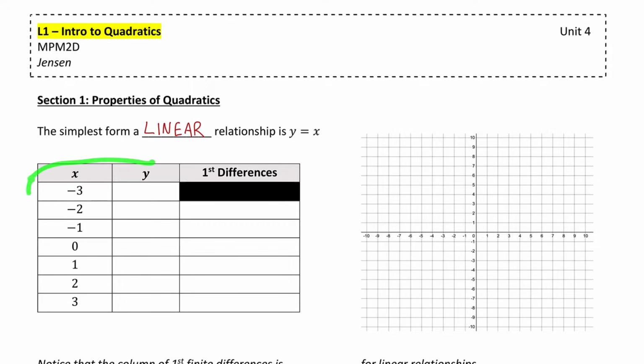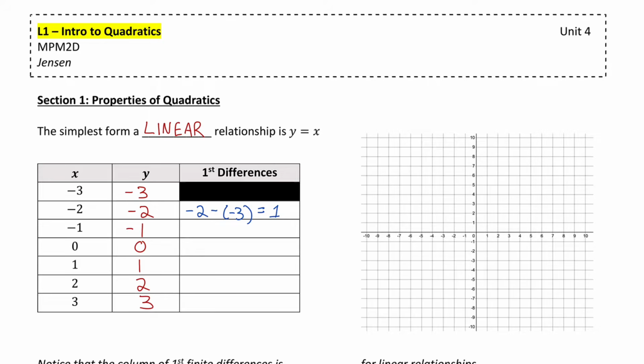Now, to complete this table of values, I can just use this equation that tells me that y is equal to x. So all of these y values are exactly equal to these x values. And then to calculate the first finite differences, that just means to find the difference in consecutive y values. So looking at the first pair of y values, you do the bottom one minus the top one, -2 minus -3. That means -2 plus 3, which is 1.